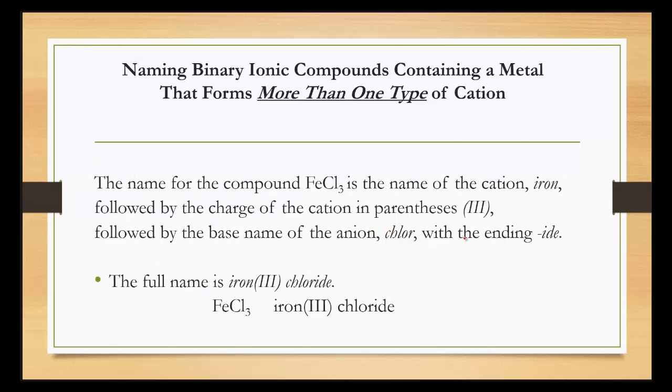The name for the compound FeCl3 is the cation iron, followed by the charge, which is 3, followed by the base and ending with "ide." So iron(III) chloride.